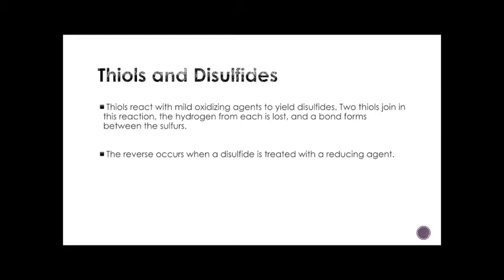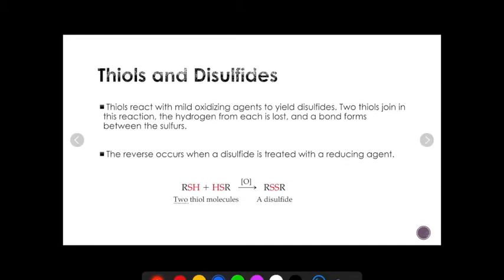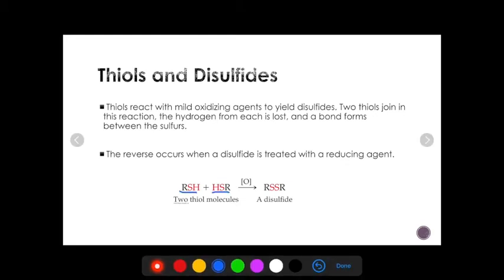Thiols can react with an oxidizing agent to produce disulfides. Here we have two thiols reacting. There's the oxidizing agent, and it forms a disulfide bond. Anytime you have sulfur bonded to sulfur, that's a disulfide bond. So that's the general formula there: two sulfurs bonded together.